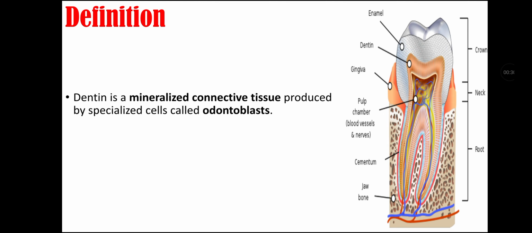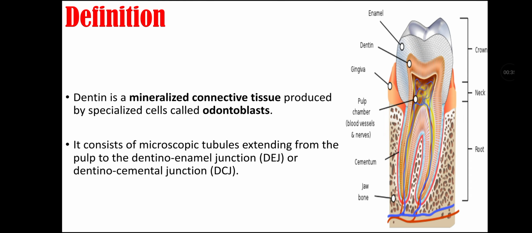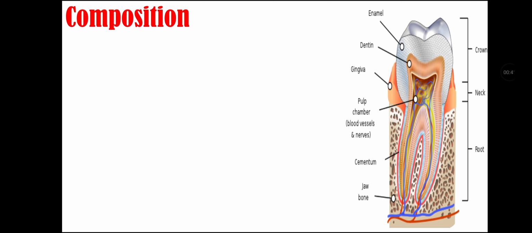Definition of dentin. Dentin is a mineralized connective tissue that is produced by specialized cells called odontoblasts. It consists of microscopic tubules that extend from pulp to the dentino-enamel junction or dentino-cemental junction.